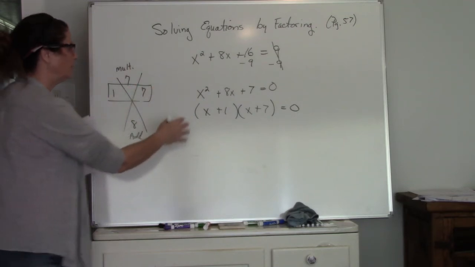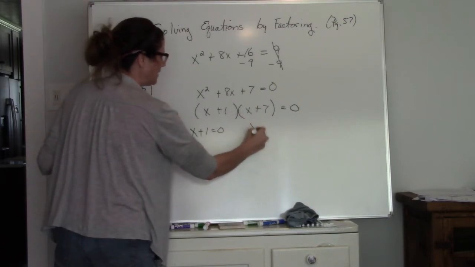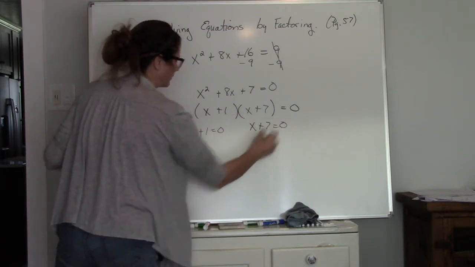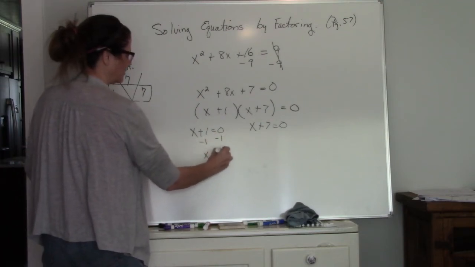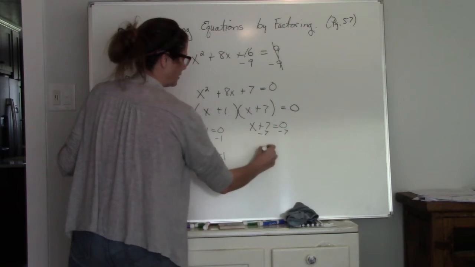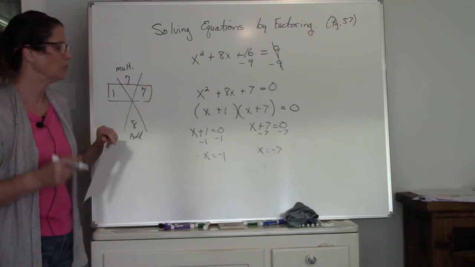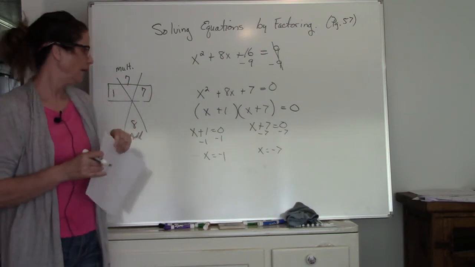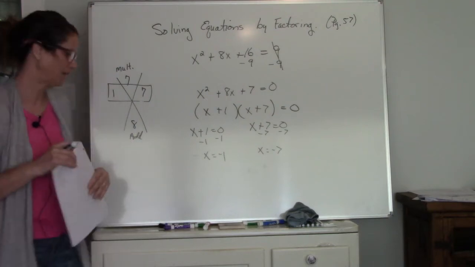Now I can solve. I set this first term to 0, and I set the second term to 0. So I solve. I'm going to subtract 1 from both sides, so x equals negative 1. To solve, I subtract 7 from both sides. So my two values, my two x-intercepts, are at negative 1 and negative 7. And that's solving by factoring.